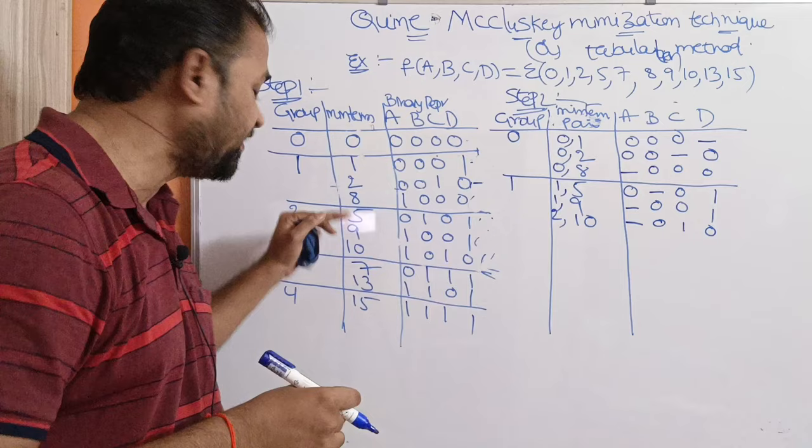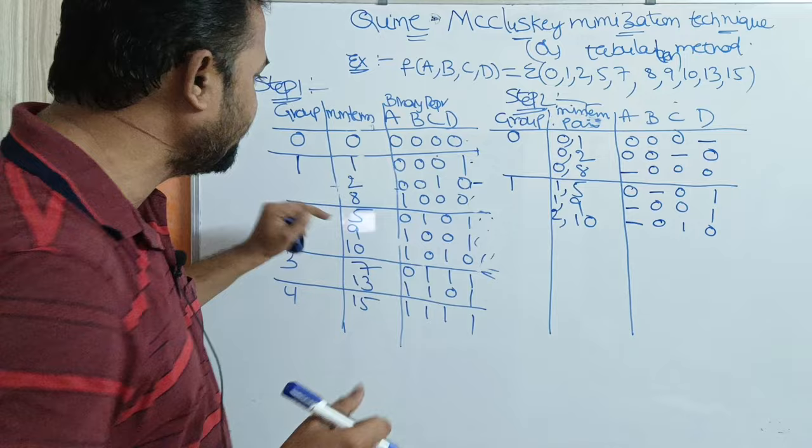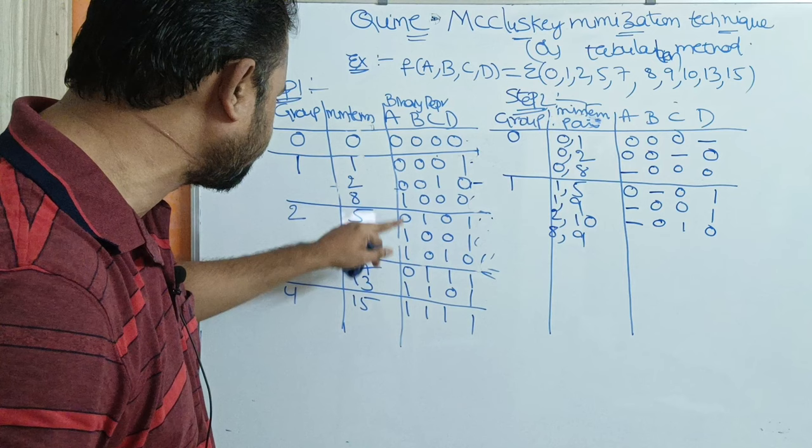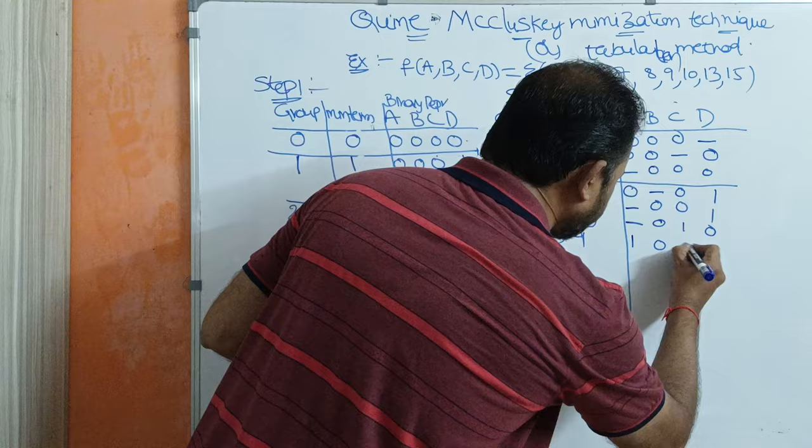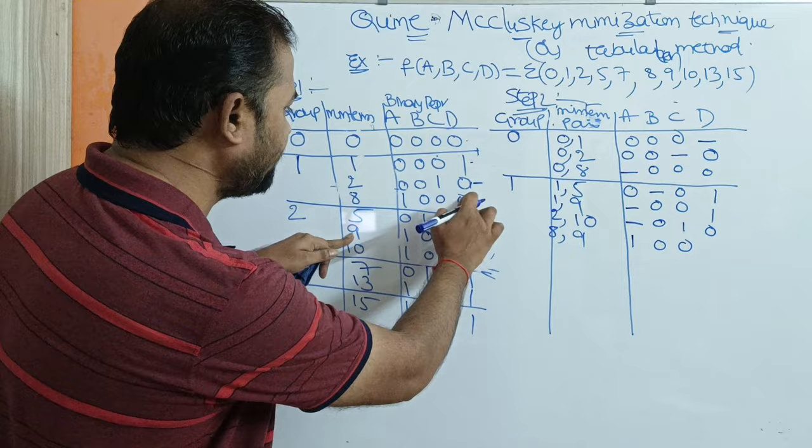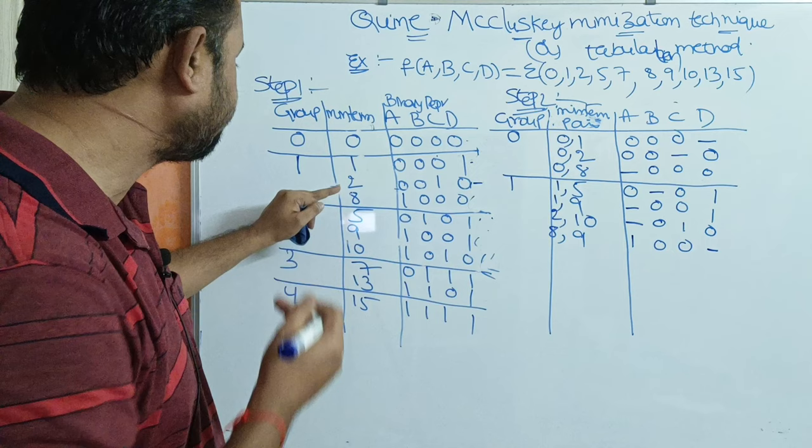Next, 8 and 9. 8 and 9 means one difference, so we can combine them. Let's see the difference. 1, 0, 0, 0 and 1, 0, 0, 1. First three positions are same. 1, 0, 0. What about the next one? 9, so this is 9. Here we have 0, 1, which means dash. So 1, 0, 0, dash.